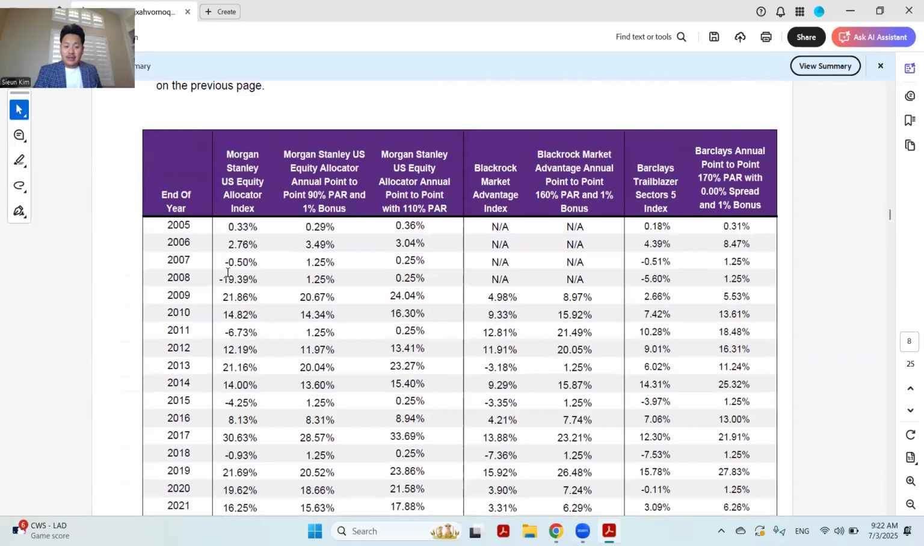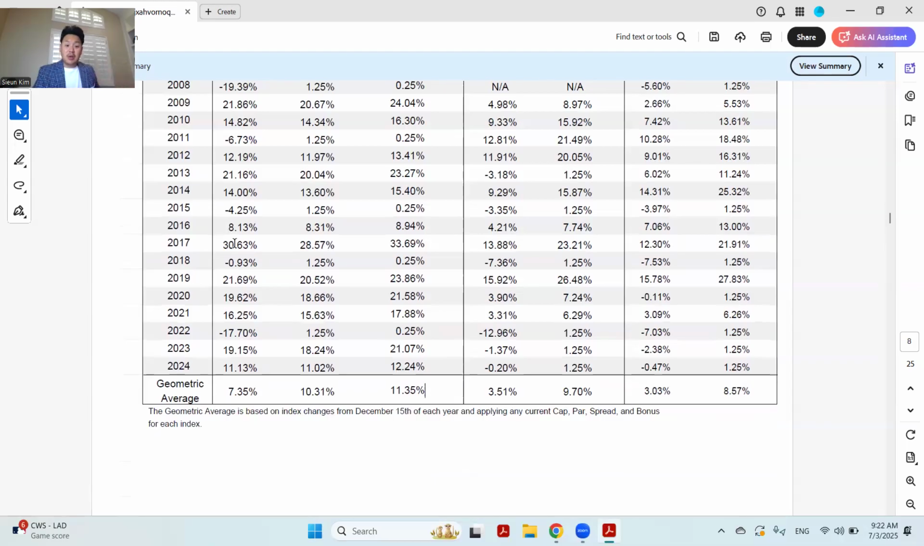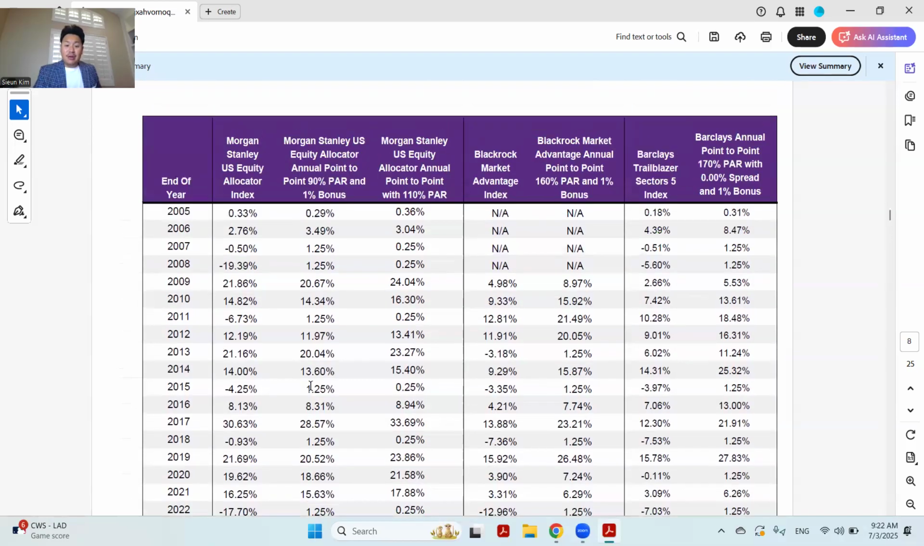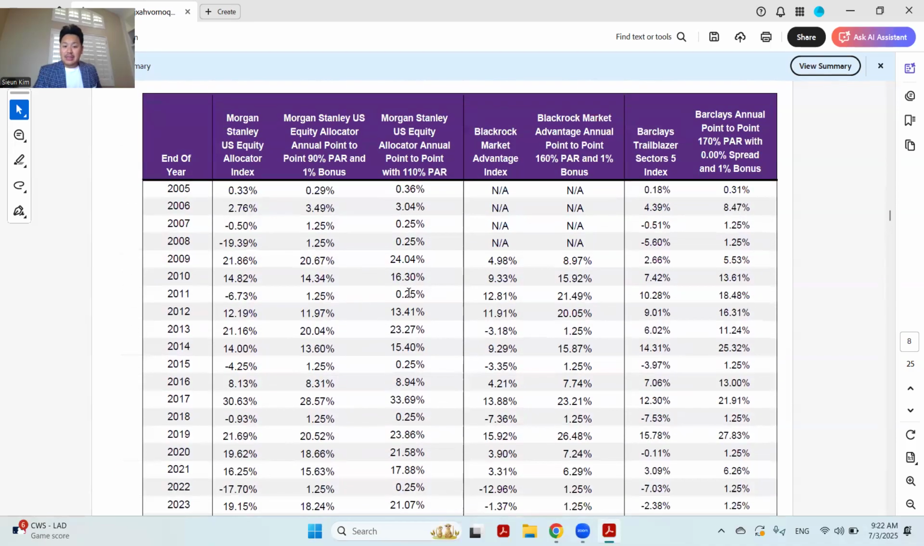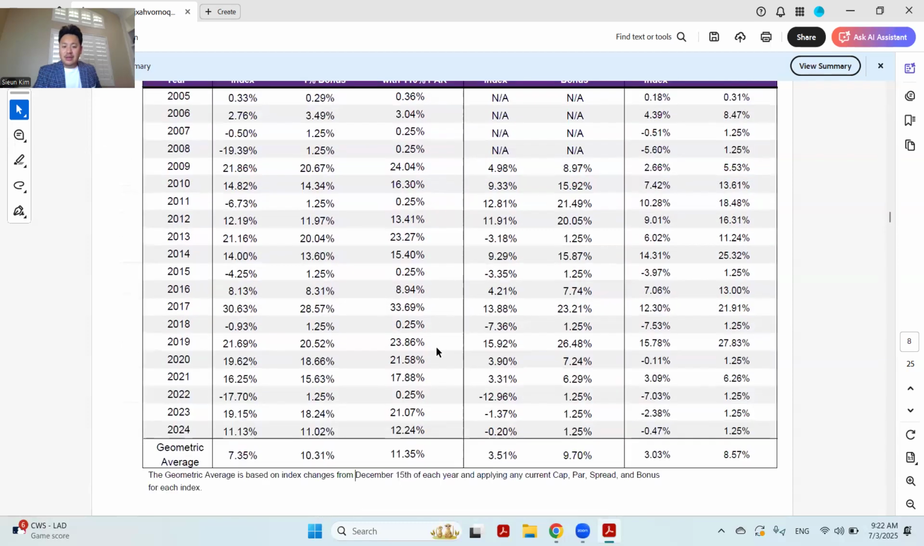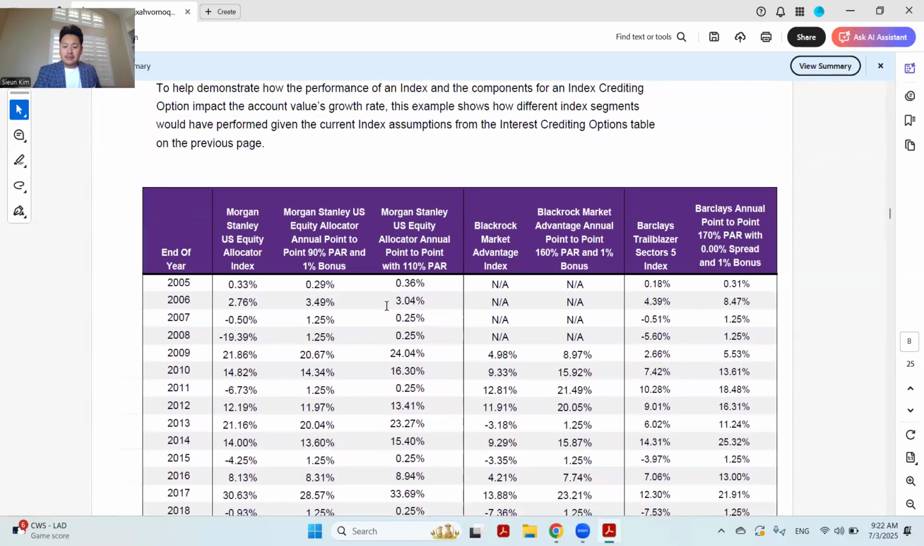So if our clients who have a 401k put their money into the Morgan Stanley index in the stock market, then they would have gotten only 7.35% over the last 25 years. Our clients got 10 to 11%. So did the client miss out by not having a riskier portfolio? No. So BlackRock, Barclays. So you have these options available for your clients.